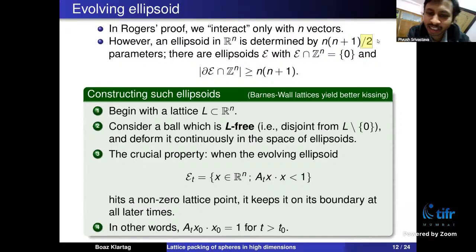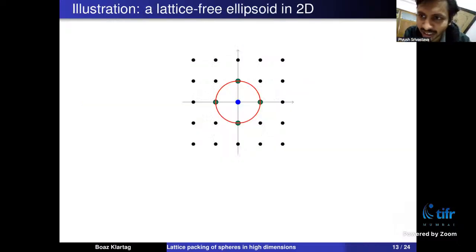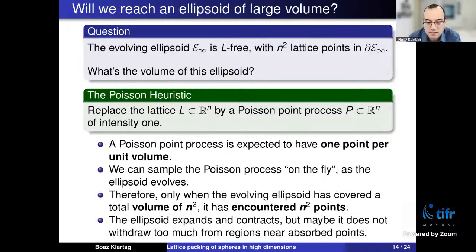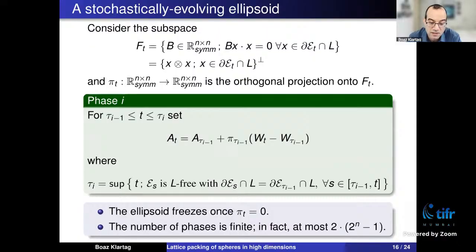So the number of phases you said is bounded above by an exponential. It's an upper bound, right? You're right. It's a deterministic statement. It's an upper bound. It's a misleading comment.